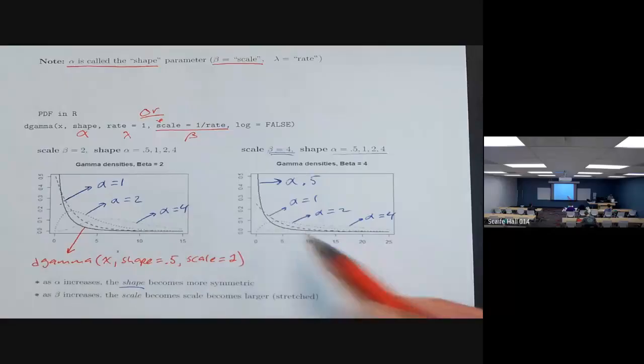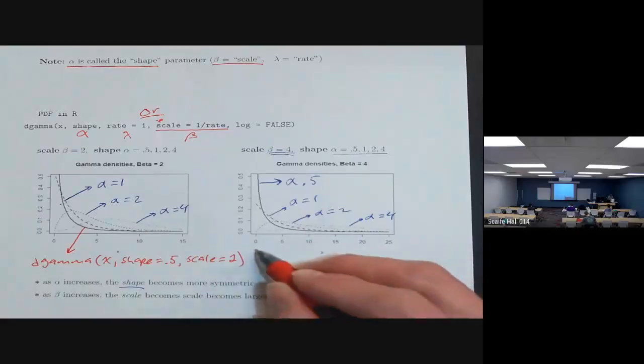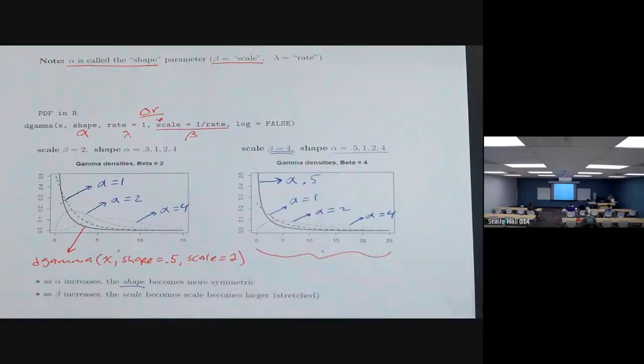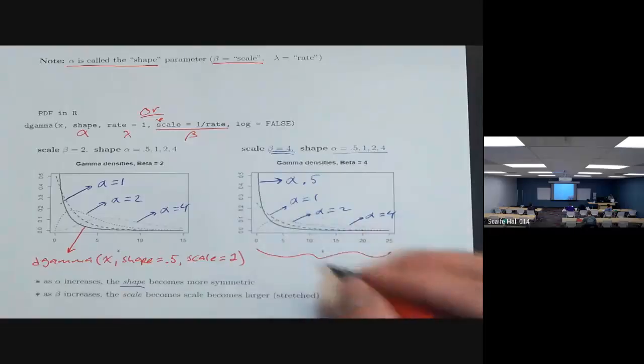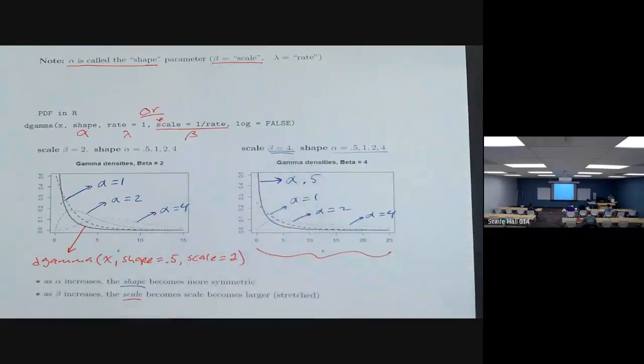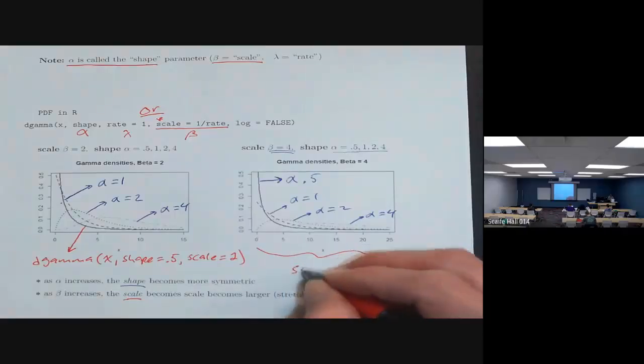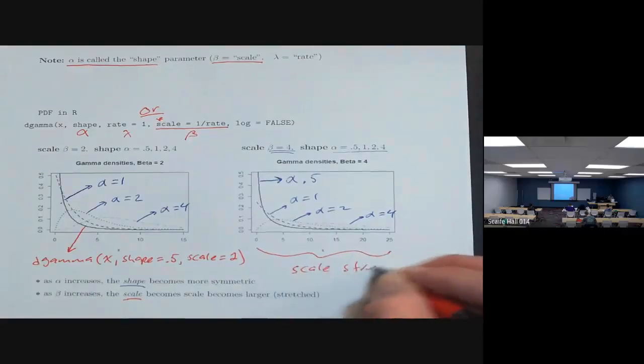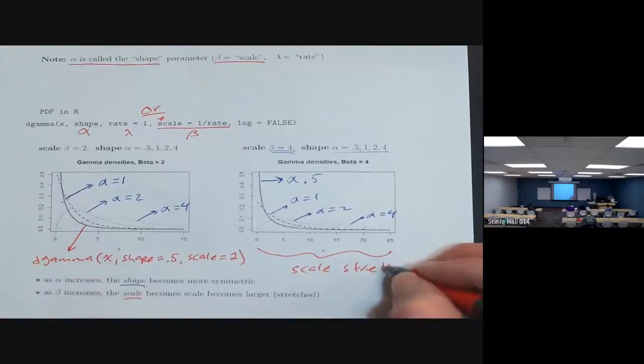Okay. So if you look at the pictures, it doesn't look like much change, right? As alpha got bigger, the shape changed. But what's different? If we look down here, this went from roughly 0 to 15. This goes from 0 to 25. So when beta gets bigger, the scale gets bigger. The scale is stretched, right? So beta stretches out the distribution. So that's what's called a scale parameter, as beta gets bigger.